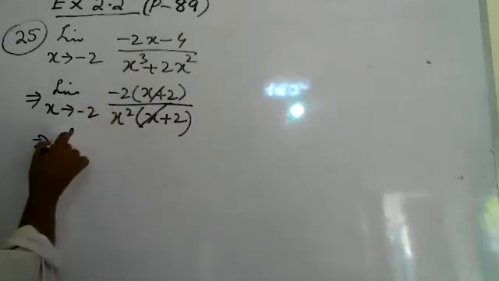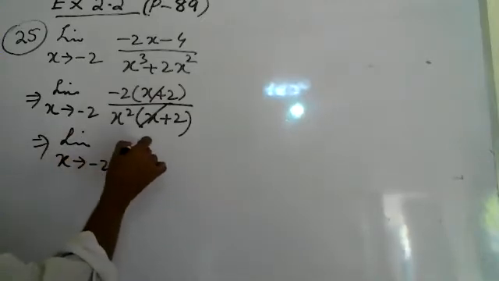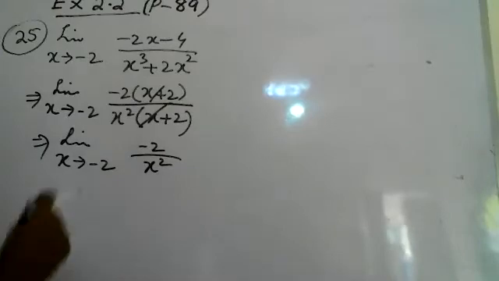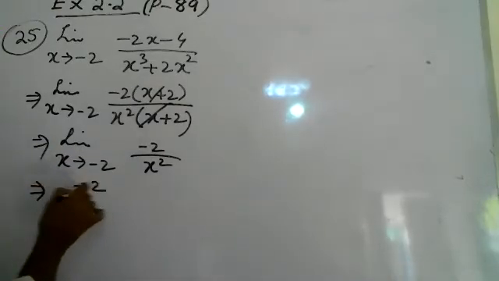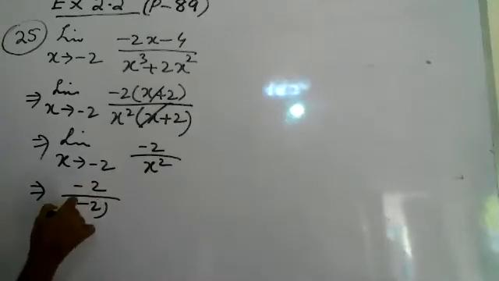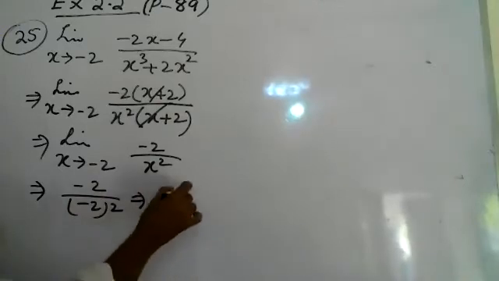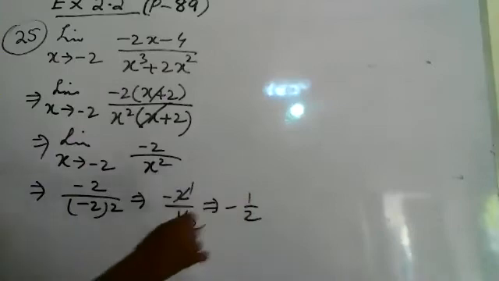So we have only limit x tends to minus 2, this is minus 2 upon x square. Now substitute the values. Minus 2 upon minus 2 square. It will become minus 2 upon 4. Minus 1 upon 2 is the answer.